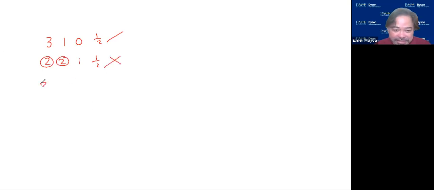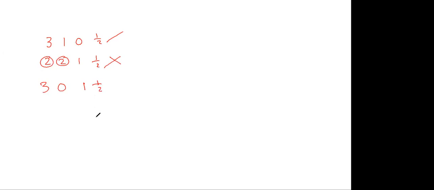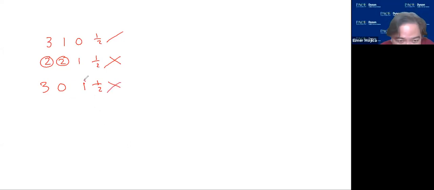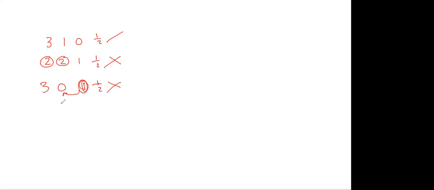So if you have it like this, is this okay? No. L is 0. Is this okay? No. Why? Remember, this value depends on the first value, the previous one.